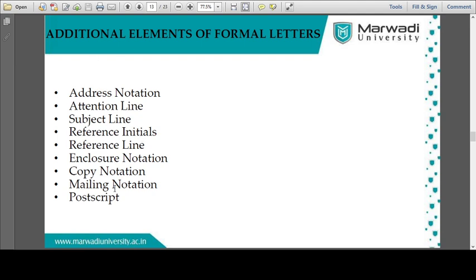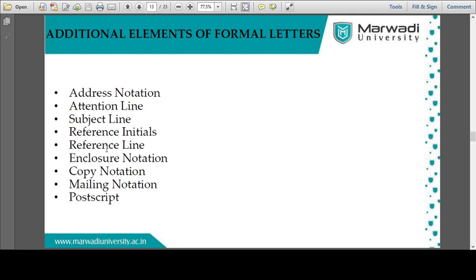Or if you are writing a resume, for example if you are applying for a job, the most important thing is that if you want to attach some documents, or copies of your certificates, then it will come under the category of enclosure notation. And generally enclosure notation comes one or two lines below the reference initials. Next one is copy notation.